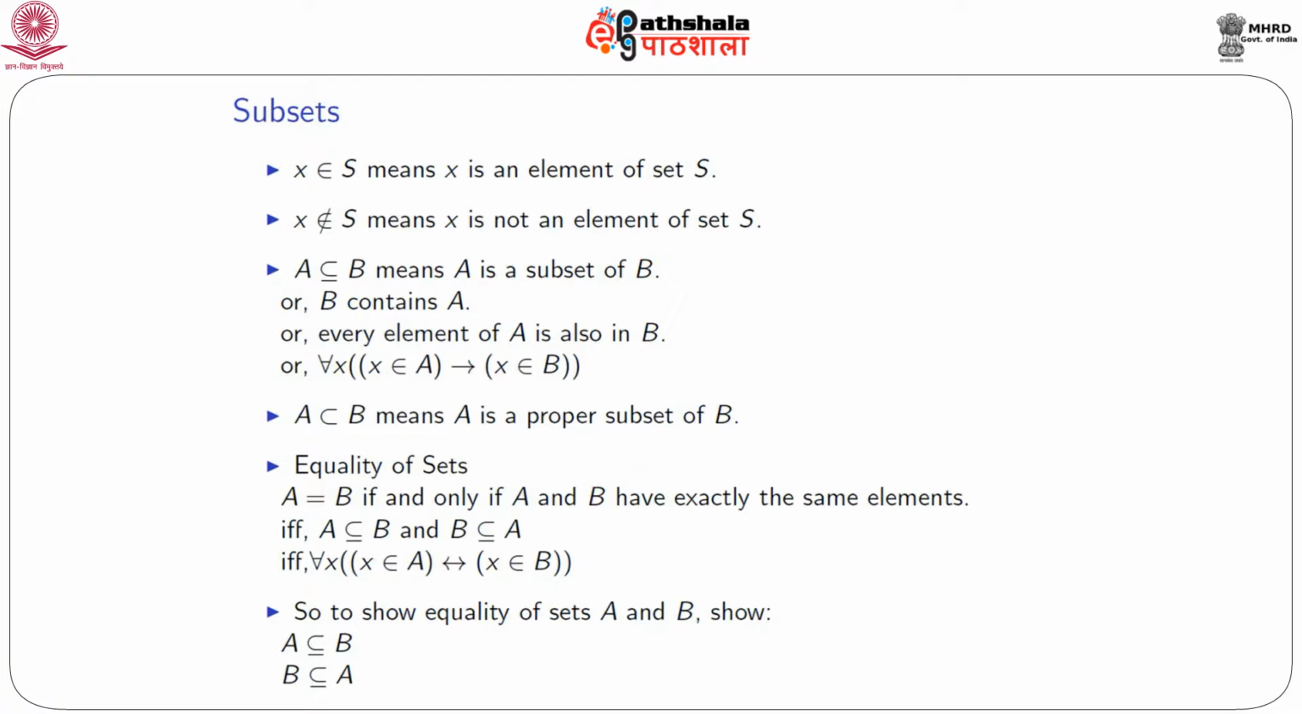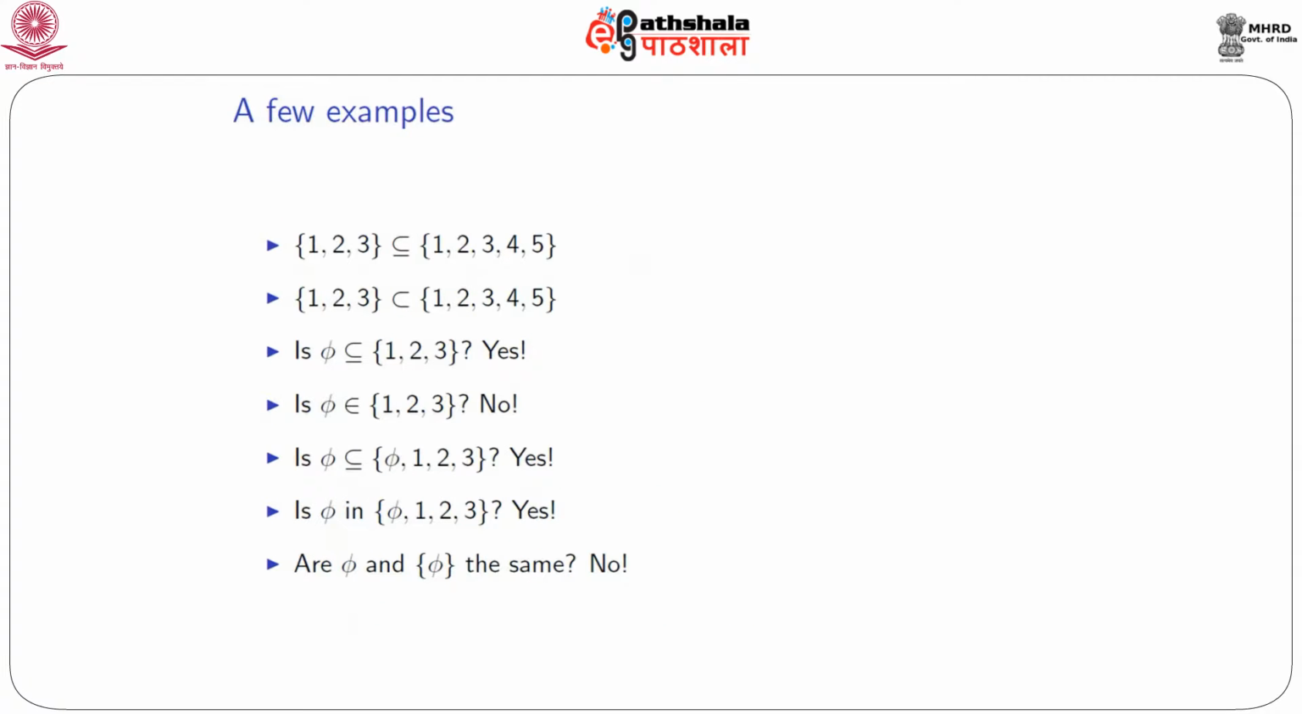So, if we are asked to show the equality of two sets A and B, what do we have to show? We have to show that A is a subset of B as well as B is a subset of A. Once these two conditions are simultaneously satisfied, we say two sets are equal. Now, we will consider a few examples.